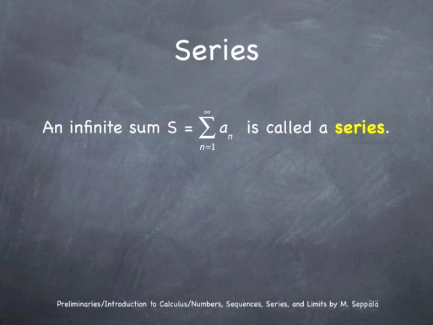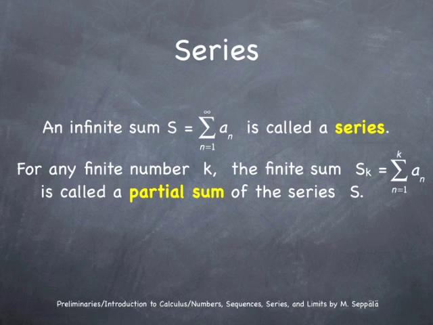Series is an important central concept in calculus. An infinite sum, capital S, which is the summation over n from 1 to infinity of an, where these an's are numbers, is called a series. And we wish to assign values for series. We do that by a limit process. We consider the partial sums. They are denoted by capital S sub k, and that is the summation over n from 1 to k of an.